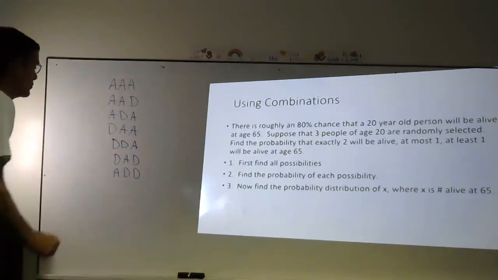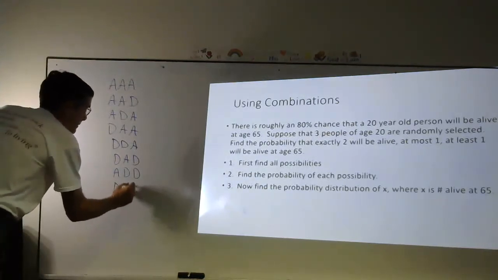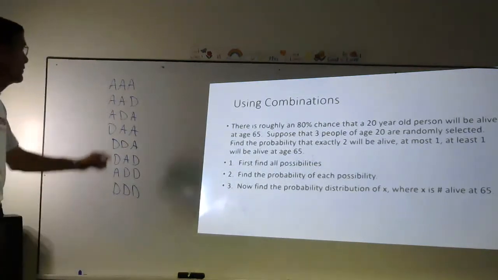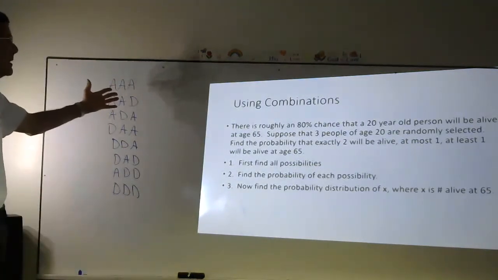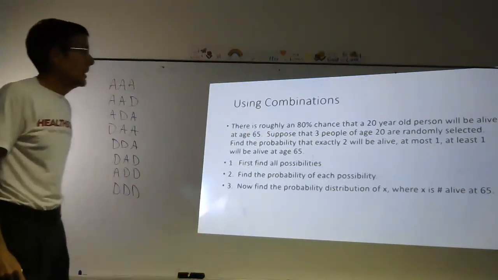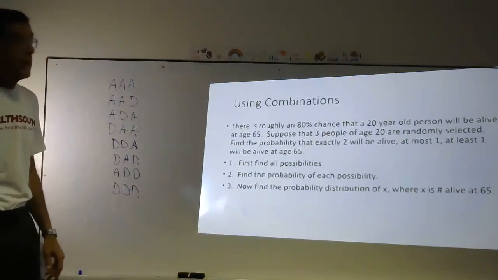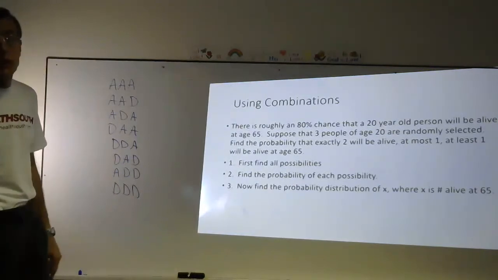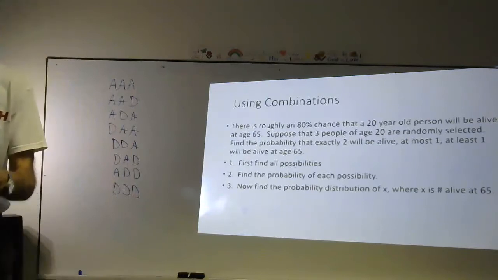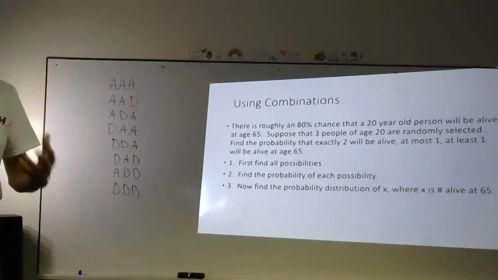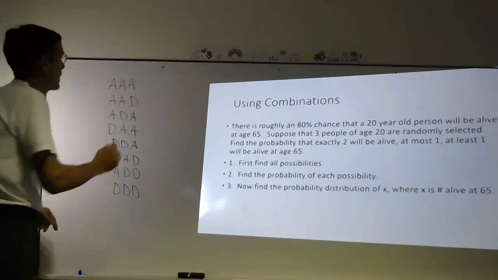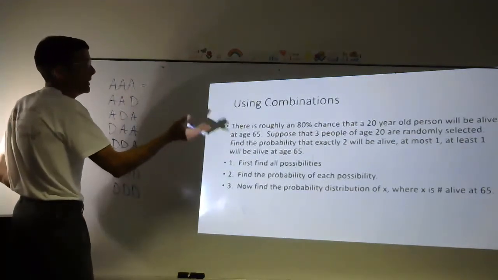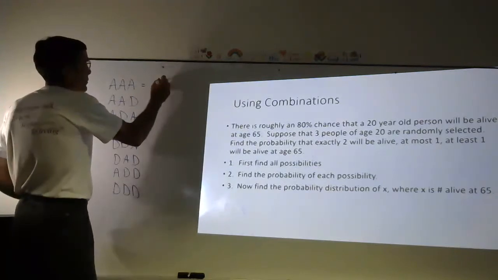Right? Or you could have all 3 dead at 65, okay? Now, let's talk about the probability of each possibility. If everybody's going to be alive, there's an 80% chance that a 20-year-old person will be alive. This person being alive has nothing to do with the second person being alive. They're independent events. And remember from chapter 4, independent events mean you can multiply. So this would be 0.8 times 0.8 times 0.8, or 0.8 cubed.